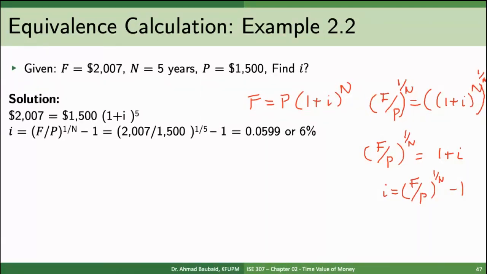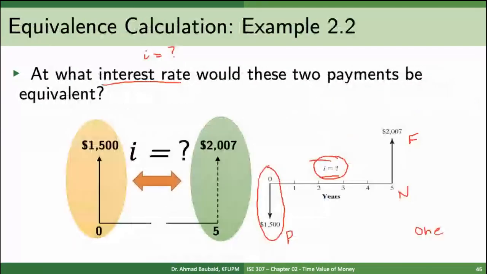So now let's backtrack. So we found I. That makes the 2 payments equivalent. So again, what are we saying? We're saying that if I take option 1, if I take the money today and invest it, if the interest rate is going to be 6%, then I will withdraw exactly $2,007 5 years from now. So that makes these 2 options exactly equivalent because the interest rate is 6%.